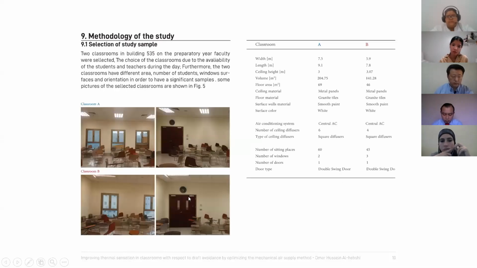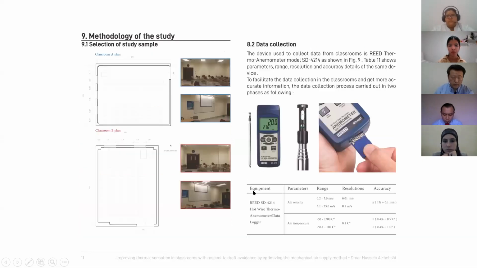Here are the selected classrooms to carry out the experiment. 2 selected classrooms in Jeddah city in Saudi Arabia. Here are some pictures from the classrooms and specifications for the classrooms. Each one of these classrooms has different orientation, capacity, and number of windows, in addition to area. This slide shows the architectural plans of the classrooms. Classroom A with capacity of 60 students and classroom B with capacity of 45 students.